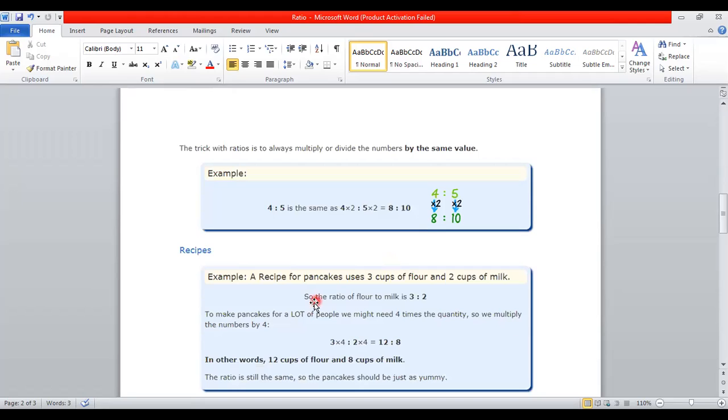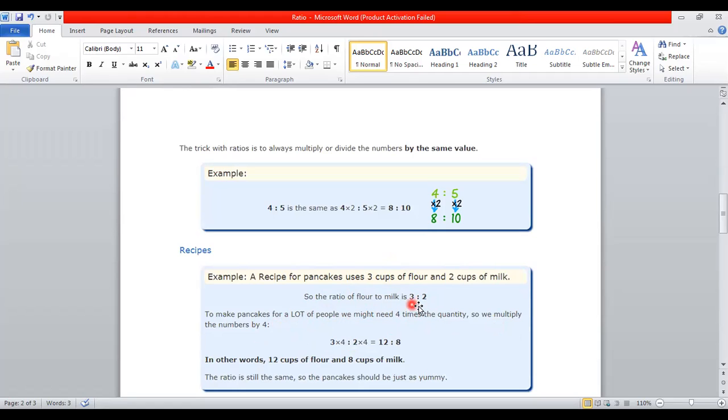Example, a recipe for pancakes uses 3 cups of flour and 2 cups of milk. So the ratio of flour to milk is 3 is to 2. To make pancakes for a lot of people, we might need 4 times the quantity. So we multiply the numbers by 4. If you make a pancake, then you need 3 cups of flour and 2 cups of milk. Then the ratio of flour to milk is 3 is to 2.